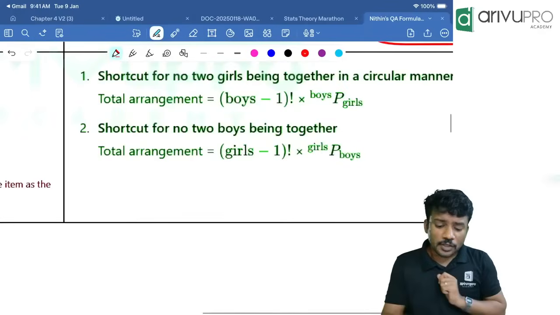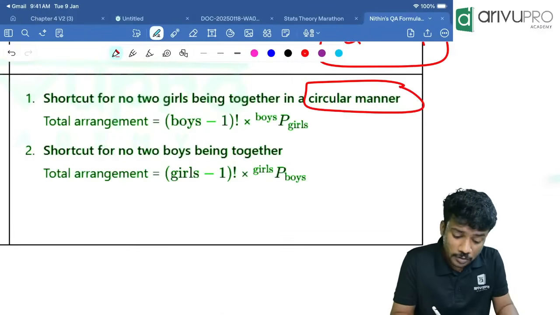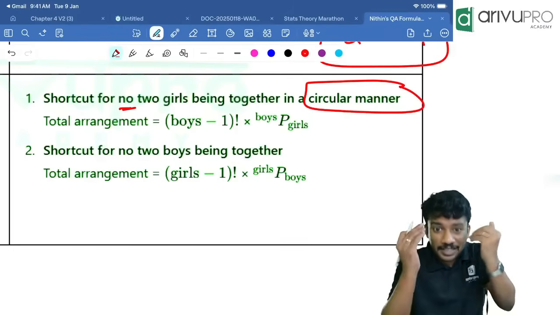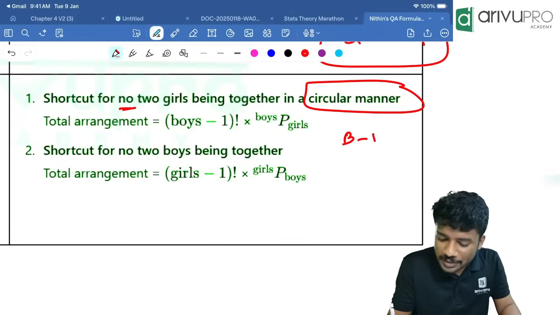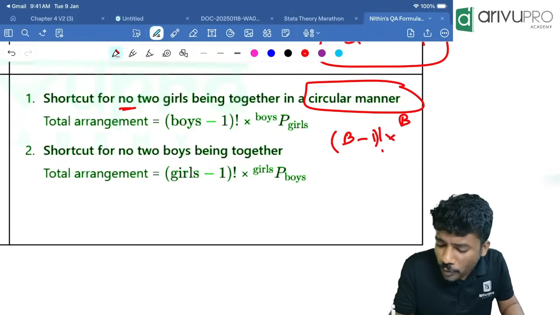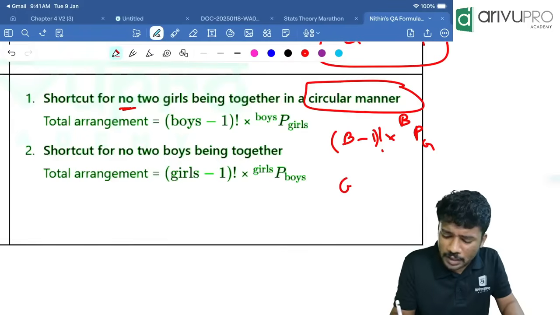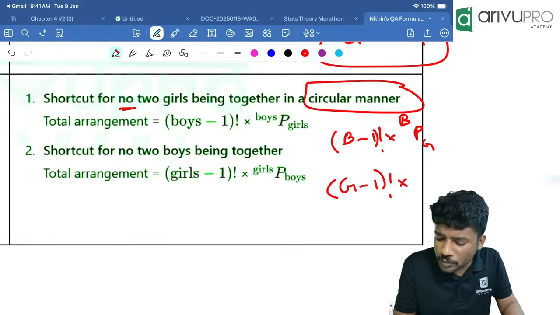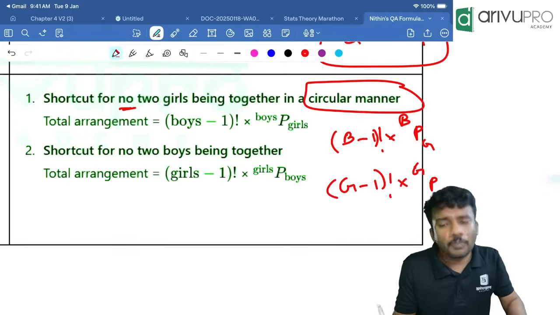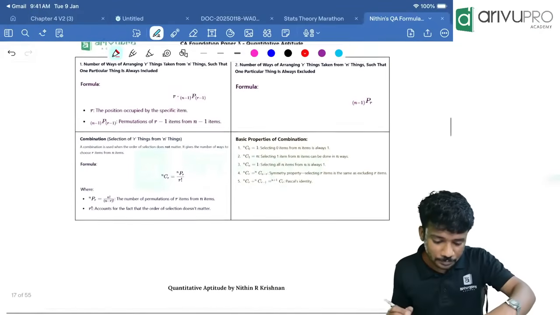Now, next one. Shortcut for no 2 girls being together in a circular arrangement. No 2 girls being together means we should consider boys. So, boys minus 1 factorial into boys P girls. Then, no 2 boys being together means girls minus 1 factorial into girls P boys. Okay, remember this. Next one.